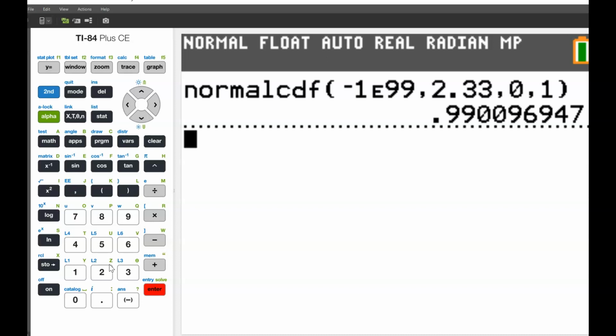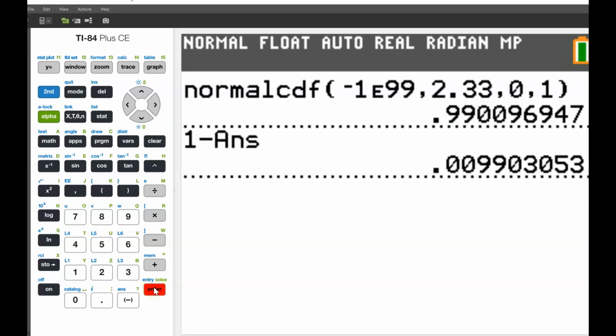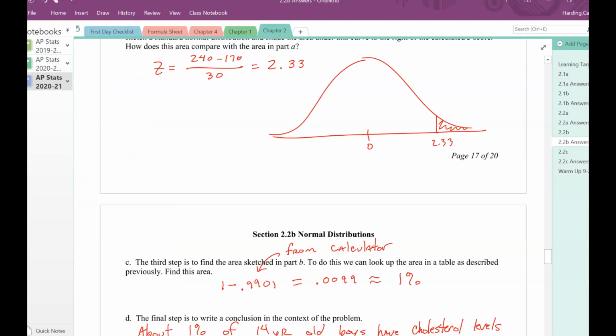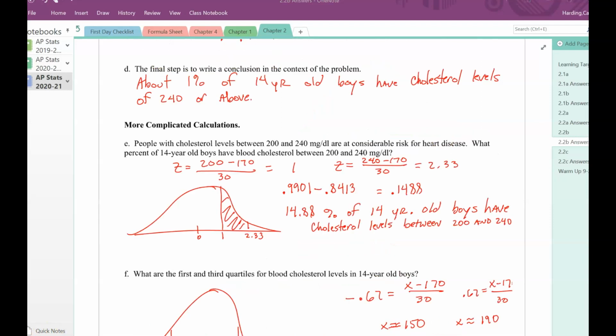I actually want to know the area that's to the right, what's greater. So I'm going to do 1 minus that answer. And this is the percent that represents that shaded area on the activity we were just looking at. So you can see it's roughly about 1%. So then to answer this question in Part D, we're going to make sure that we answer in context. So about 1% of 14-year-old boys have cholesterol levels of 240 or above.